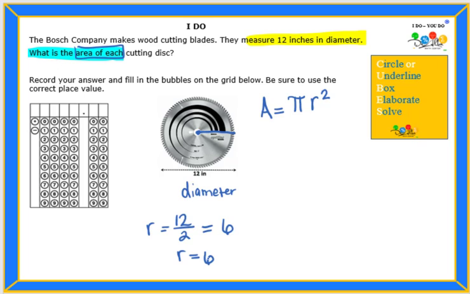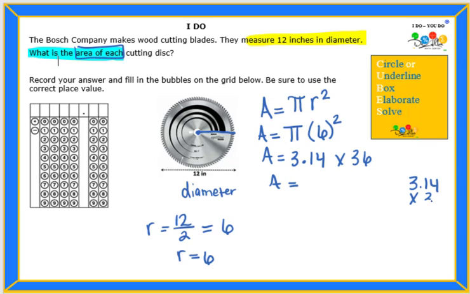So now we can use that number to substitute it in for the radius in our area formula. So area equals pi times 6 squared. So 6 to the power of 2 is 36. And remember that pi, we will be using 3.14. So 3.14 times 36. And now we will evaluate 3.14 times 36.